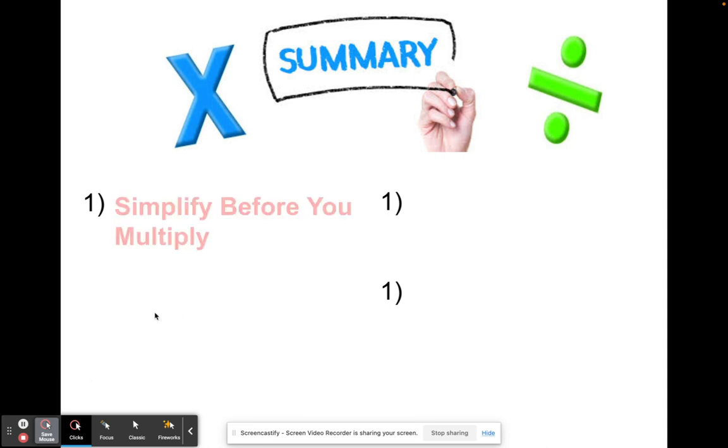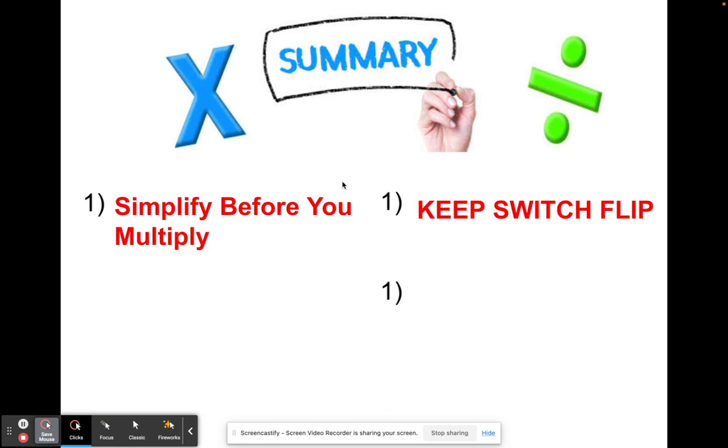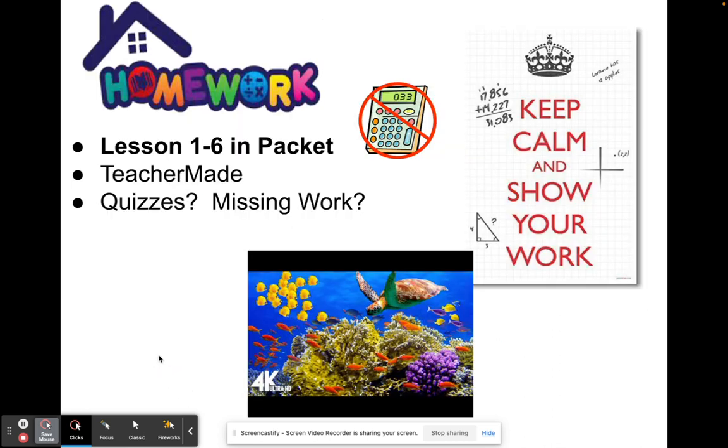So, just a quick summary. Simplify before you multiply. Keep switch flip. I don't know why these are all number one. That's kind of silly. Simplify before you multiply. So if you're multiplying, you simplify before you multiply. If you're dividing, you keep switch flip, and then you simplify before you multiply. That's it. Have a great day.